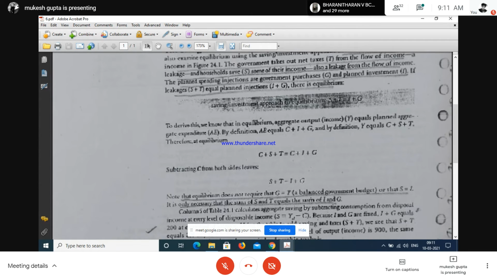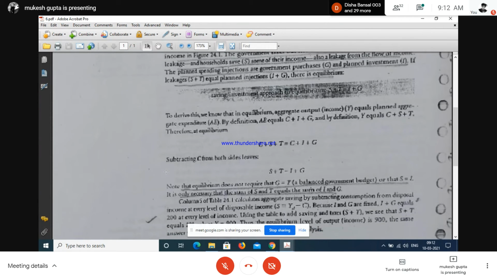And when government expenditure becomes equal to the net tax, that is a balanced government budget, then saving becomes equal to investment. Otherwise, saving will not be equal to investment, but it is the sum of saving and net tax which becomes equal to the sum of investment and government expenditure at the equilibrium level of income.